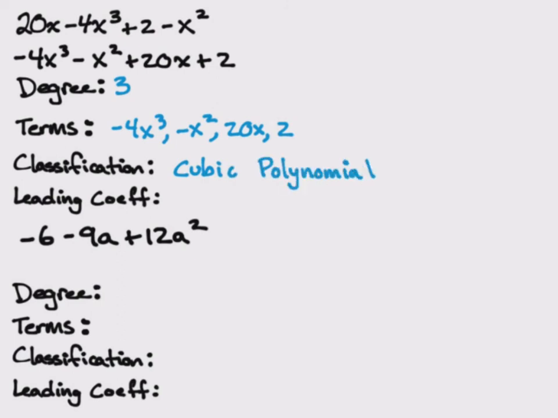And last but not least, the leading coefficient on this polynomial. Let's look at the first term. That's negative 4x to the third. So negative 4 is the coefficient there. So negative 4 is our leading coefficient.